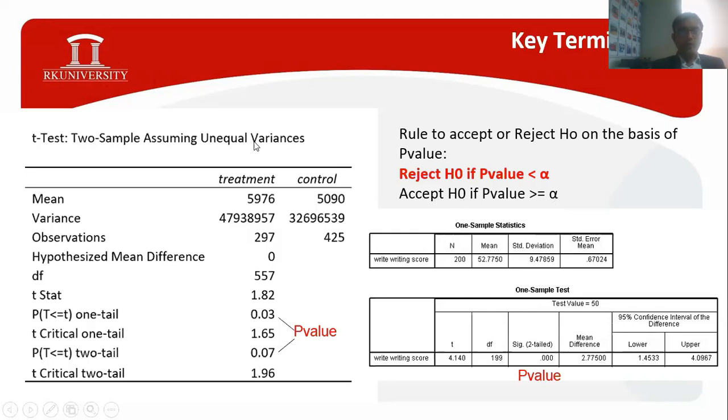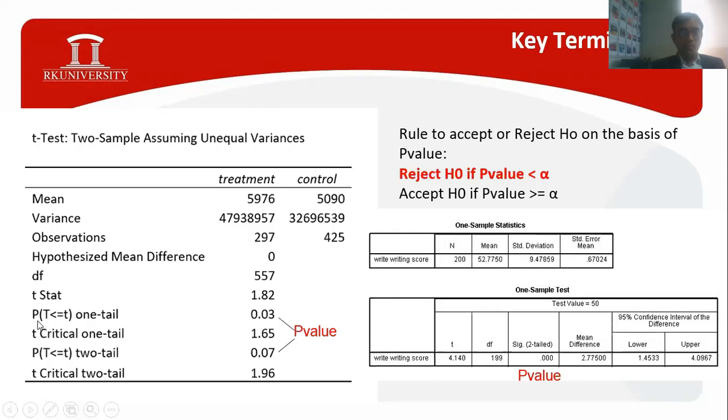This is one of the outputs of Microsoft Excel. Here we have compared two means. You will get the value of mean, variance, and the total number of observations in sample 1 and sample 2. Then this is the T statistic, that means the test statistic, the calculated value of T, which is 1.82. But here we do not want to compare with the critical value. We just want to make a decision based on the P value.